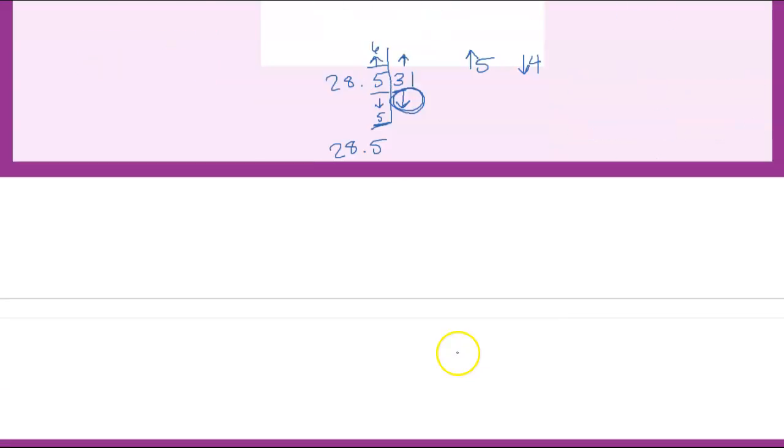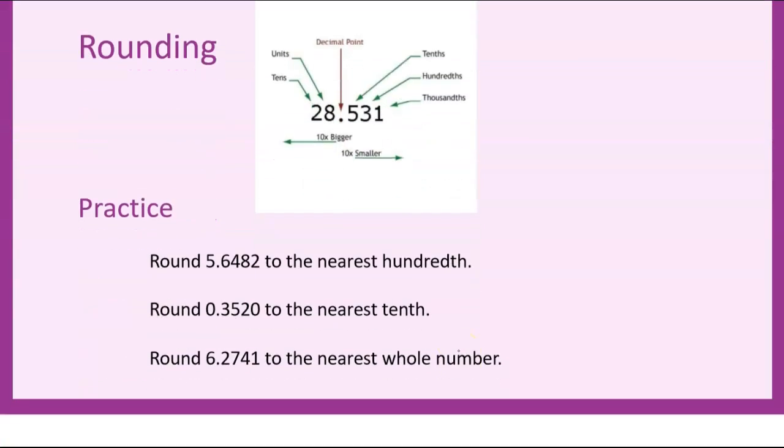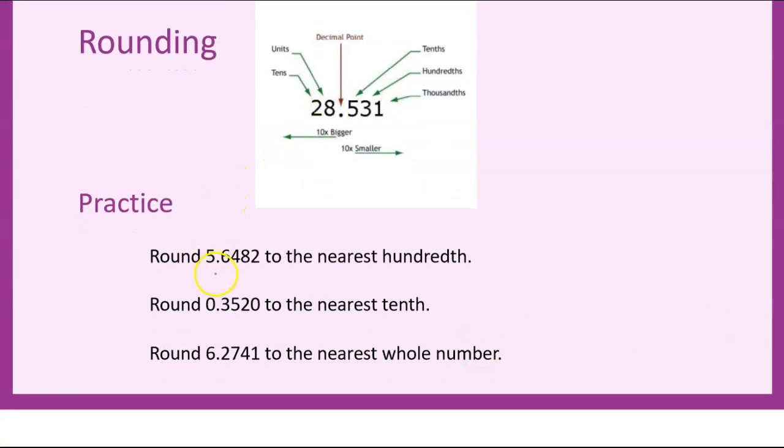Let's do a few rounding problems just to make sure we're clear on how to do this. We want to round 5.6482 to the nearest hundredth. So I'm going to draw a line after the hundredths place. I ask, do I round up or down based on this 8? That 8 is going to round up, so this hundredth value goes up to a 5. Our final rounded answer here is 5.65.